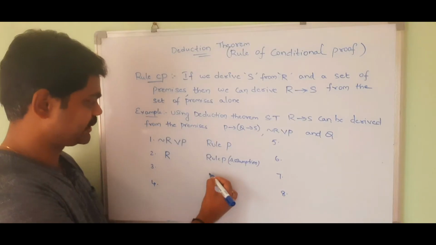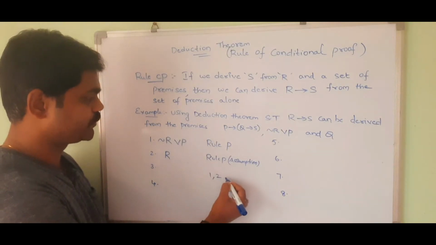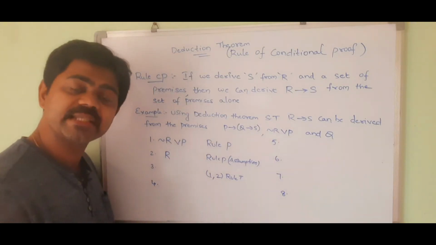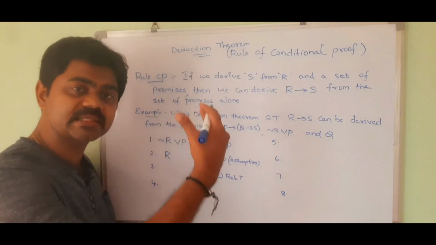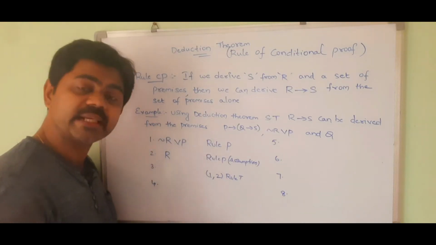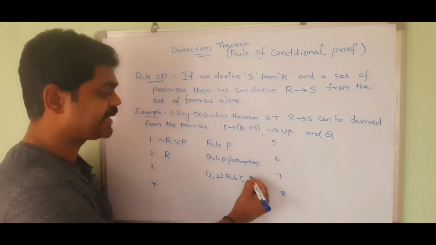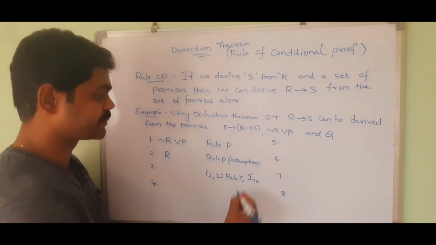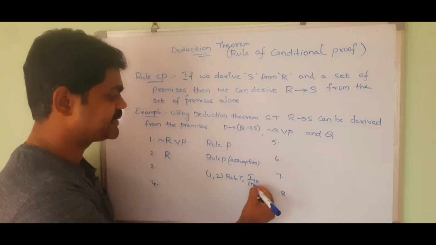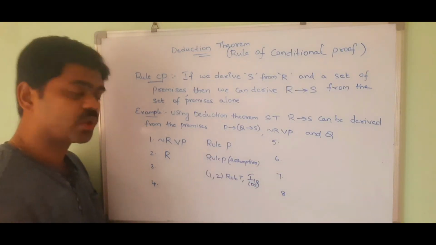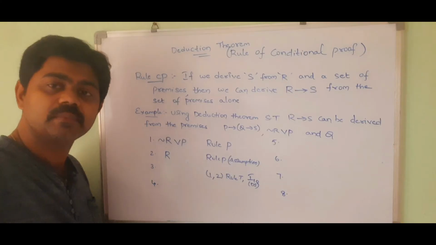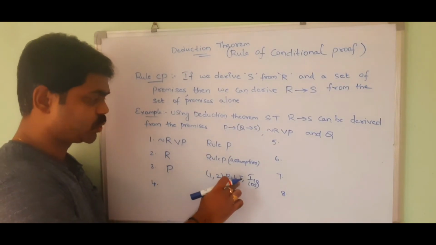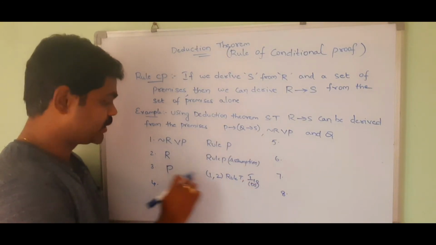So here 1, 2, rule T. What is rule T? Rule T is nothing but we make use of the previous steps, at the same time using I10. What is I10? Disjunctive syllogism. So what do we get? Using 1 and 2, rule T and I10 disjunctive syllogism, we'll get P.